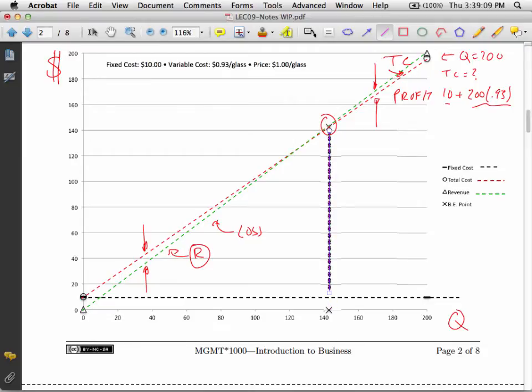And line it all up there. And we said it was about 143, and indeed, whoops, that's what we've got down here. So our break-even point was 143. There you go.